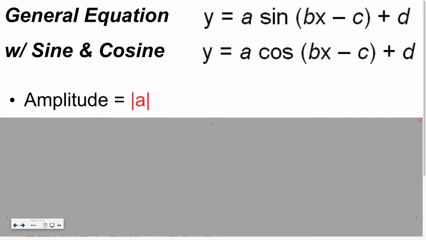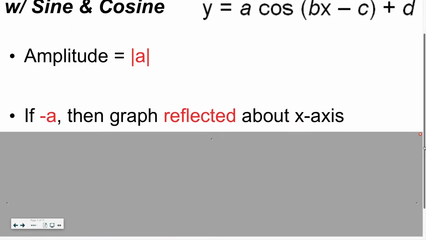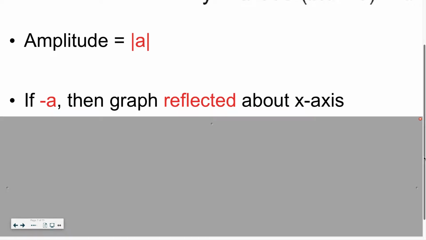Now, why would I put absolute value there? Okay? Amplitude has to be positive, but is it possible that A is negative? Okay? What happens to a parabola if A is negative? It reflects. Okay? So we need to keep that in mind. If we have a negative A, then our graph is going to be reflected about the x-axis. Okay, so our cosine is going to look like a hill instead of a valley. Okay? Or the sine curve would dip down first instead of up first. We'll talk more about that on the day that we actually graph these, but I am asking you to identify if you have a reflected graph or not.